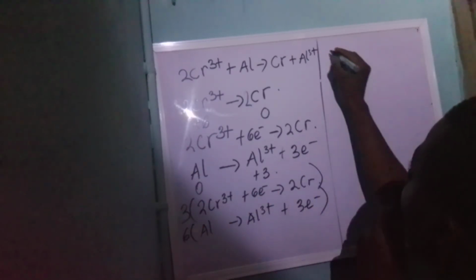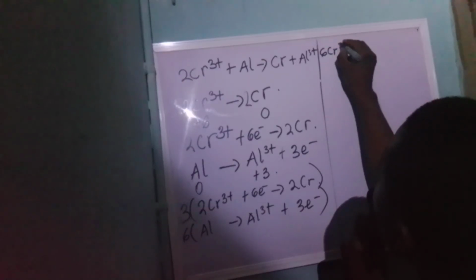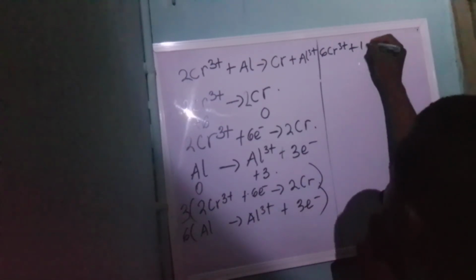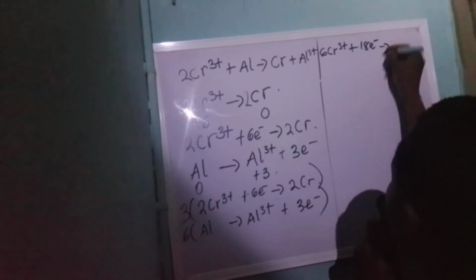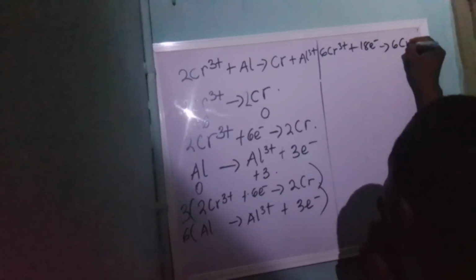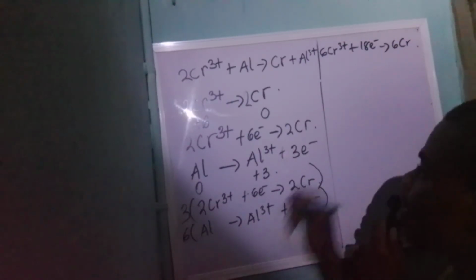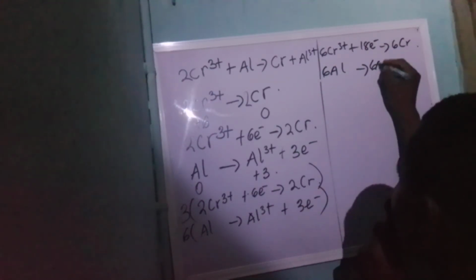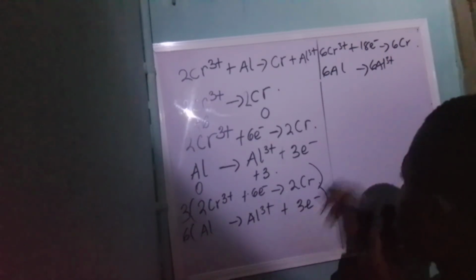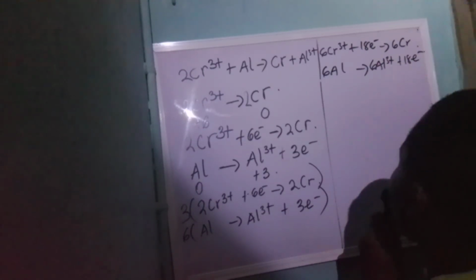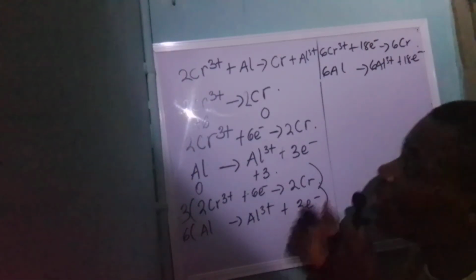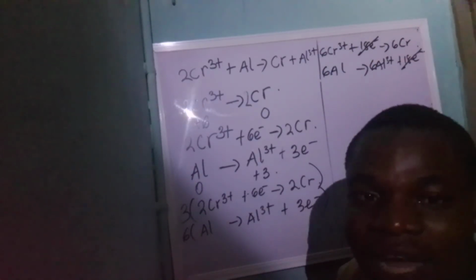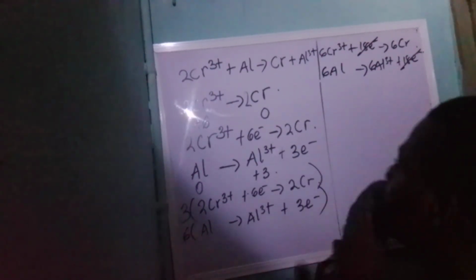So I have 3 times 2, 6Cr3+, and 3 times 6, 18e- to give 3 times 2, 6Cr. Now 6 times Al, 6Al, to give 6 times this one, 6Al3+, plus 6 times 3, 18e-. Now the 18 electrons cancel each other. That means I will add reactant to reactant and product to product.